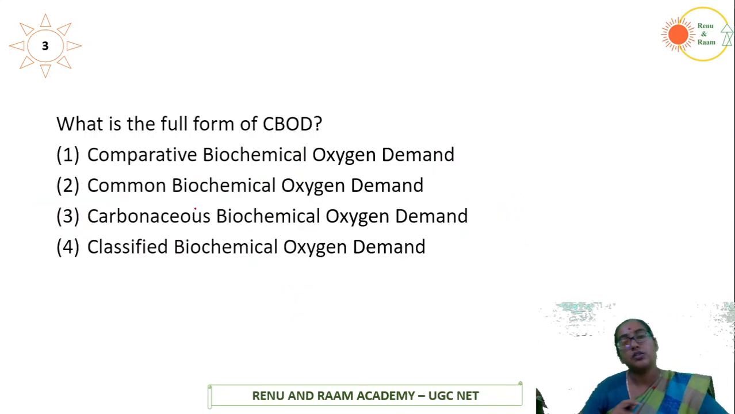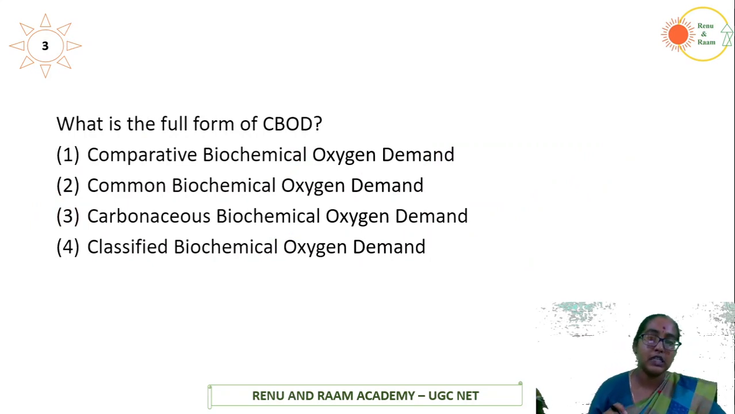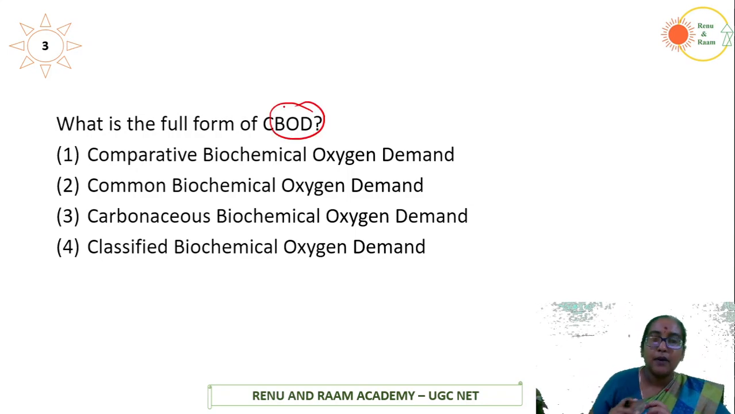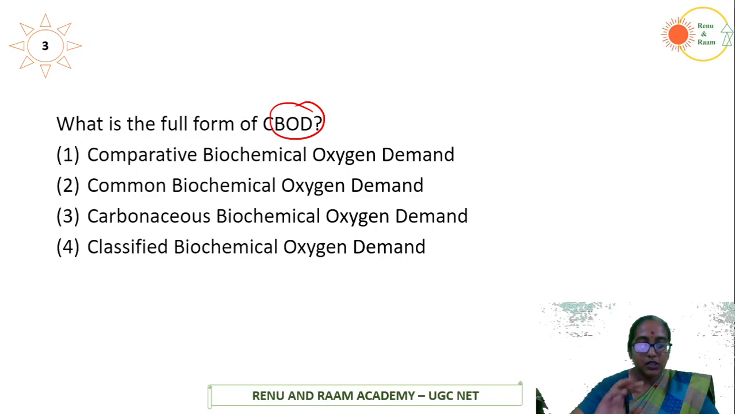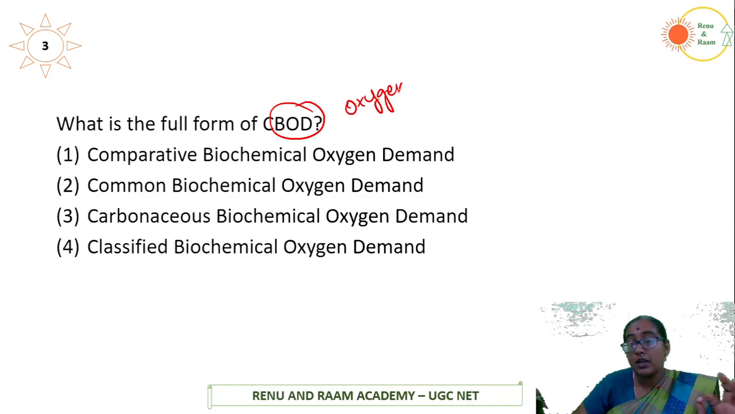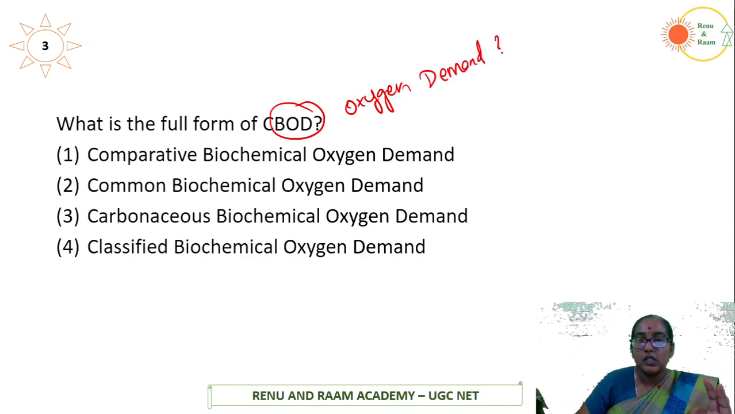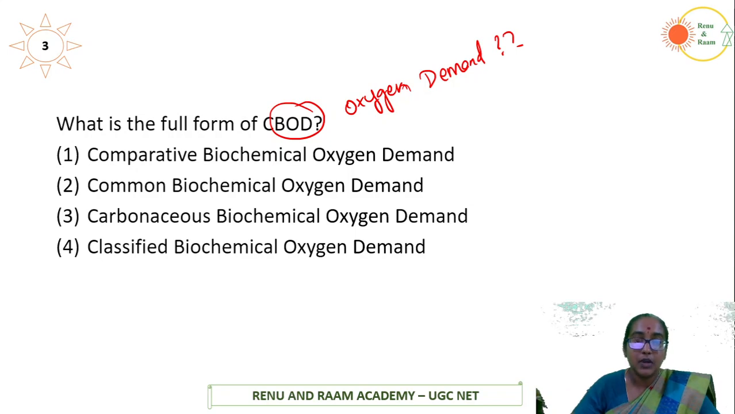Okay, moving on to the next question. What is the full form of CBOD? Now let's see what BOD is. BOD is biochemical oxygen demand. The name itself says it: oxygen is demanded. How much oxygen is demanded, and by whom? By biochemical, which means any organism which uses oxygen. So how much demand is there? What is the oxygen demand by the organisms?